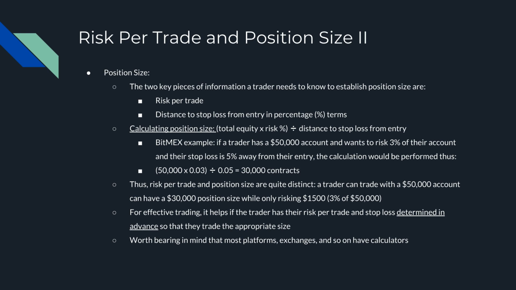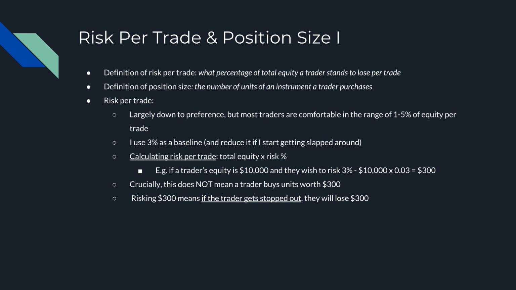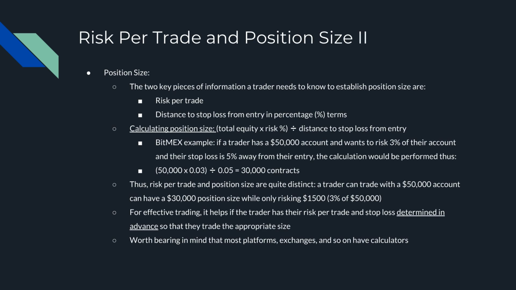You need to figure out your risk per trade. So again, going back, what percentage of your account do you want to risk on a trade? And you need to figure out the distance to your stop loss from entry in percentage terms, right? And so the equation ends up being your total equity times risk percentage, and that sum divided by the distance to your stop loss from entry, right?